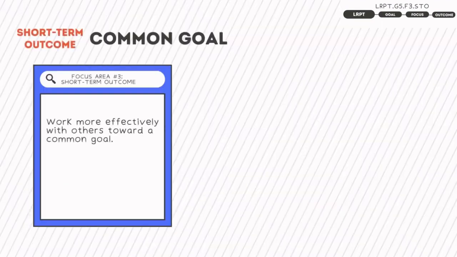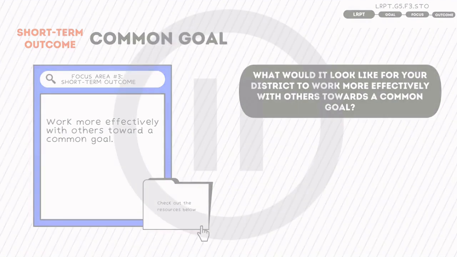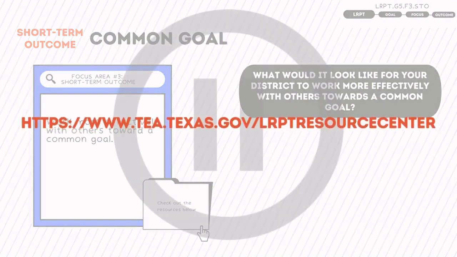The short-term outcome of focusing on state collaboration is working more effectively with others toward a common goal. What would it look like for your district to work more effectively with others toward a common goal? What type of collaboration would help you reach this outcome? Is it collaboration you are already involved in, or collaboration you need to begin? Use the resources below to help guide this outcome for your district. Pause the video here to reflect on this outcome in your workbook.